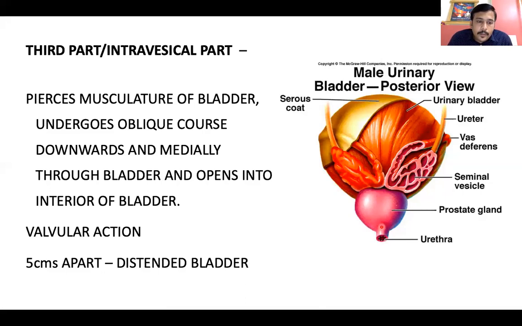Both the ureters open into the bladder around 5 centimeters apart in a distended bladder. When the bladder is distended, the openings of the ureters will be seen from inside around 5 centimeters apart. There is a distance of 5 centimeters between the two ureteric openings inside the urinary bladder.